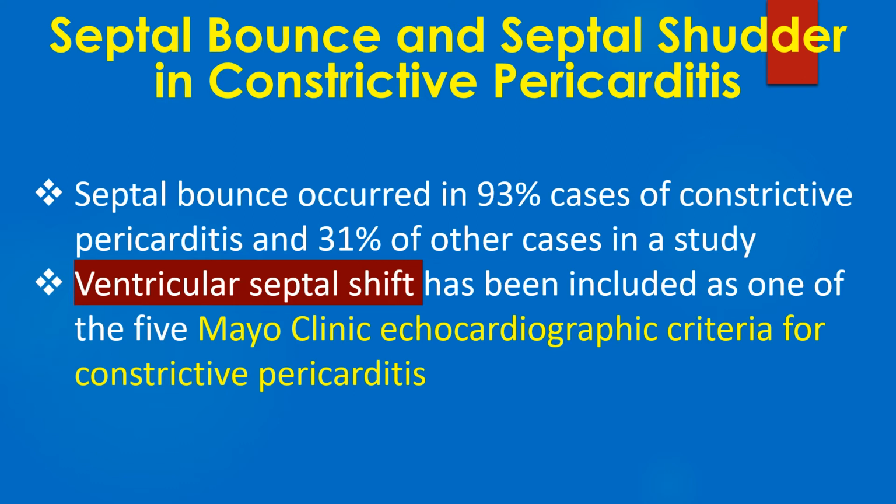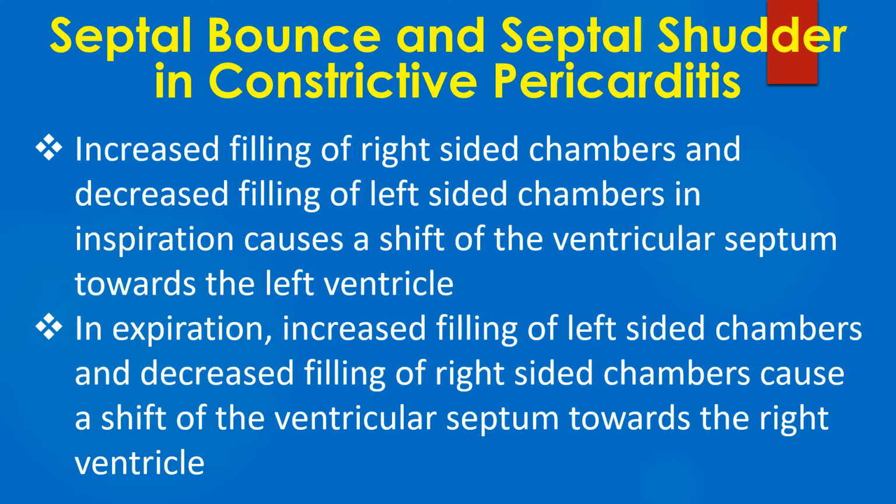Ventricular septal shift has been included as one of the 5 Mayo Clinic echocardiographic criteria for constrictive pericarditis. Increased filling of right-sided chambers and decreased filling of left-sided chambers in inspiration causes a shift of the ventricular septum towards the left ventricle. In expiration, increased filling of the left-sided chambers and decreased filling of the right-sided chambers cause a shift of the septum towards the right ventricle.